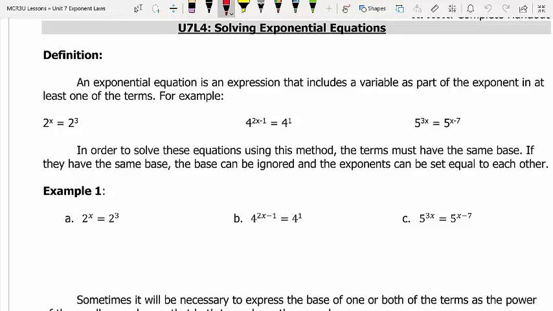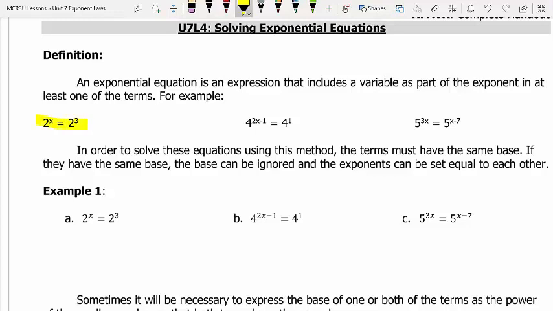Unit 7, Lesson 4, Solving Exponential Equations. So up until now, we've always worked with exponents that are just numerical. So the exponent is always just a number. Okay, but today's lesson, we're going to look at situations where the exponent has a variable present.